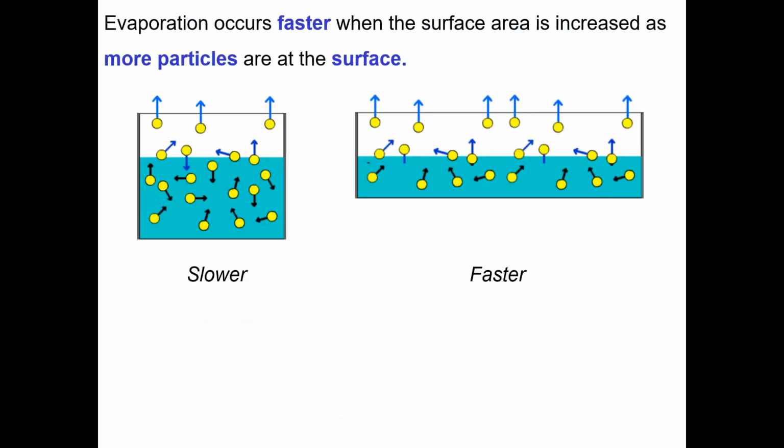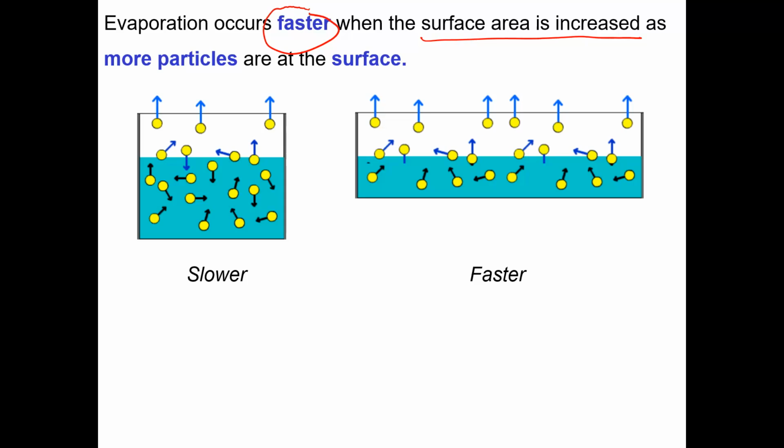So way back in the beginning of this section about evaporation, we mentioned that evaporation occurs from the surface of a liquid. And it's important to recognize that this means that evaporation will occur faster when surface area is increased, because there's just going to be more particles at the surface.